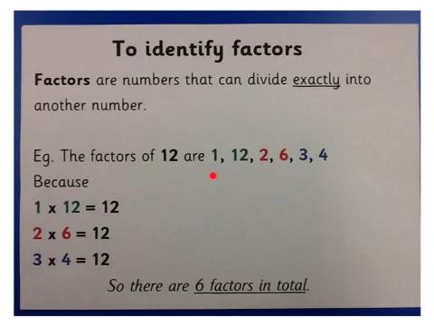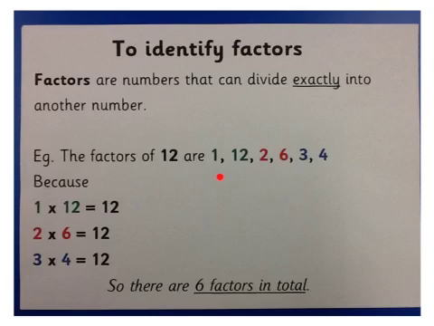are 1 and 12, because 1 times 12 equals 12. There are also other factors, 2 and 6, because 2 times 6 equals 12. And the last pair, 3 and 4, because 3 times 4 equals 12. And I'd always do it like this.